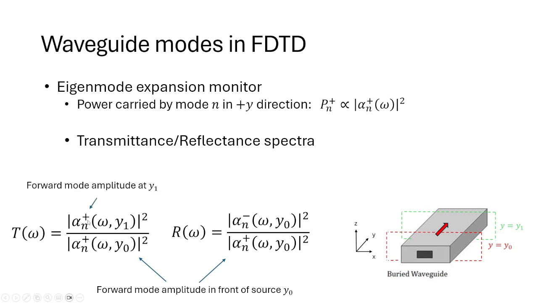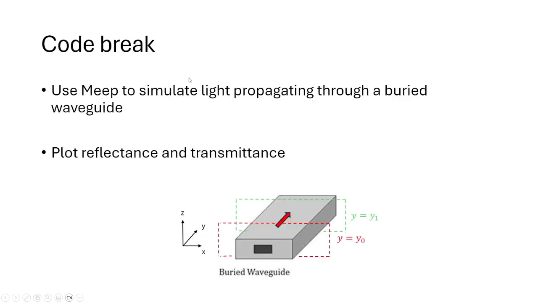Right, so yeah, this is, again, so the numerator here is the forward traveling mode at y1, which is, again, further down our simulation domain. And the numerator over here is the backward traveling mode at y0. So for the reflectance, we actually only need one monitor. We just need that monitor at y0. All right, so that was pretty quick and easy.